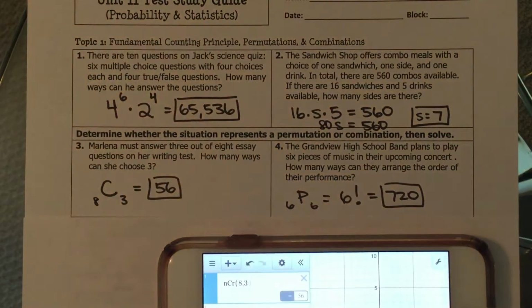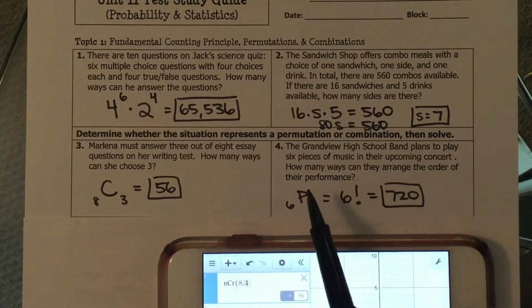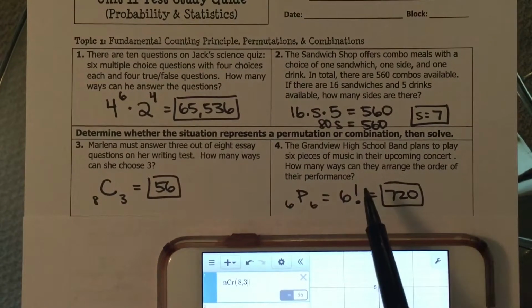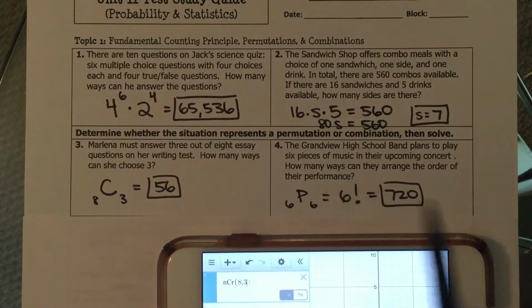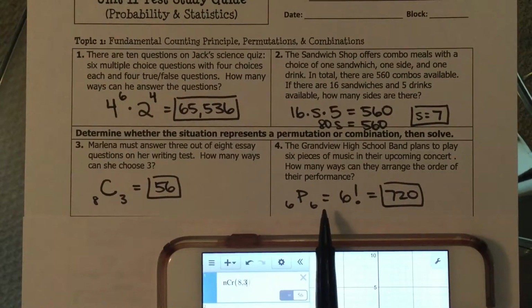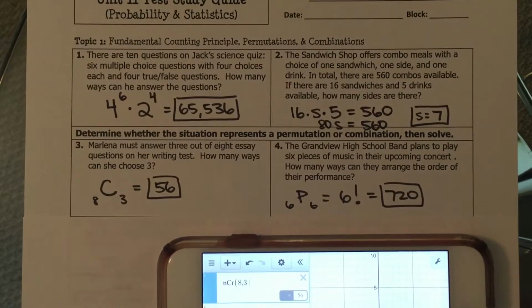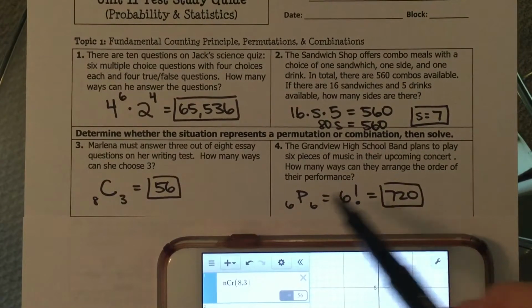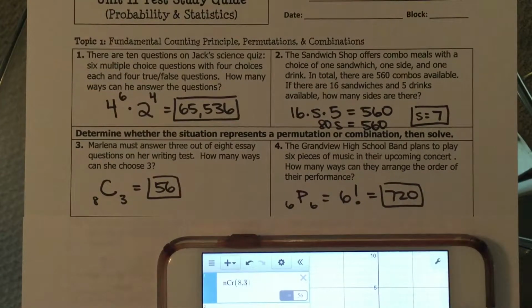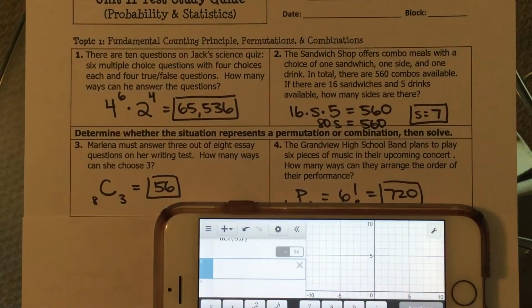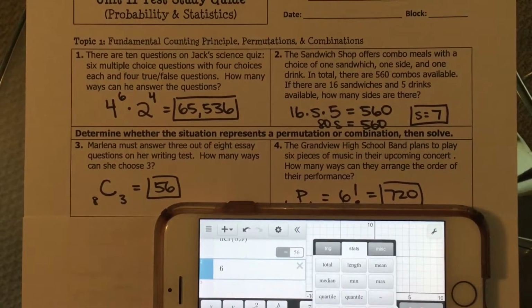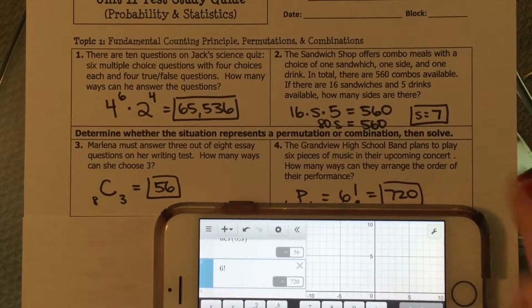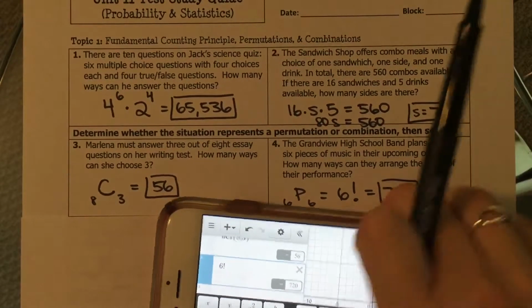Number 4, the Grandview High School Band plans to play 6 pieces of music in their upcoming concert. How many ways can they arrange the order? So order matters. It's a P for permutation, and they're using all 6 pieces of music. So 6 choose 6. Remember, this is a little shortcut that we had in the notes that if you're using all of them, so like n choose n for a permutation is just n factorial. So 6 factorial. We have 6, and then in that same functions menu, there's a little n factorial button. So that comes out to be 720.